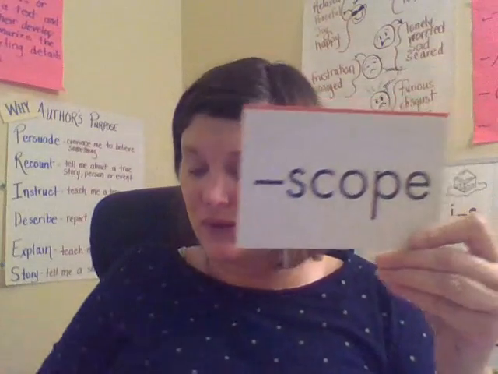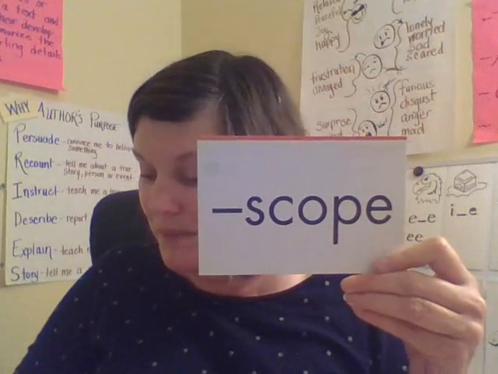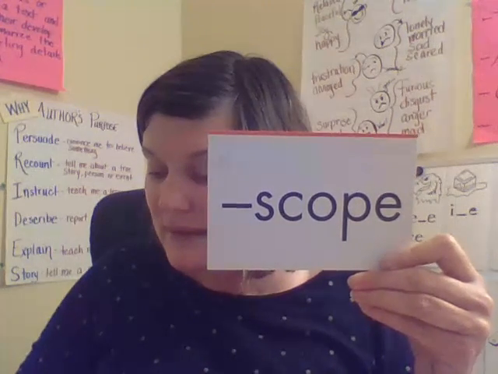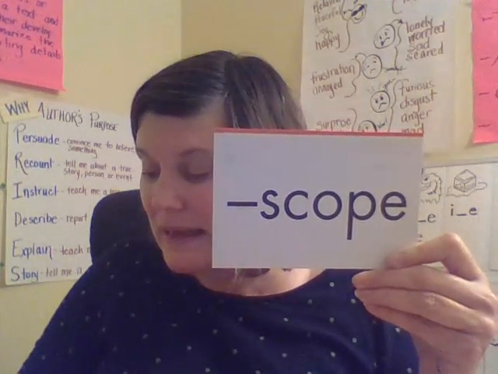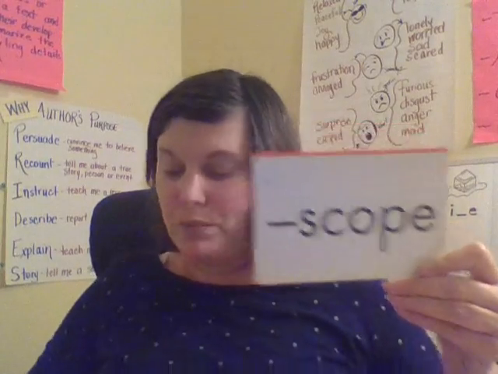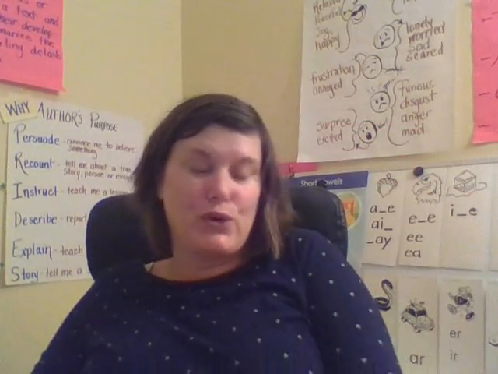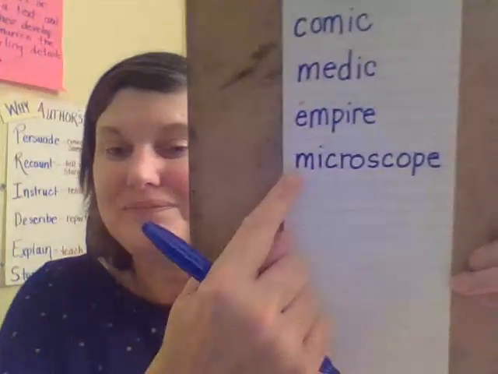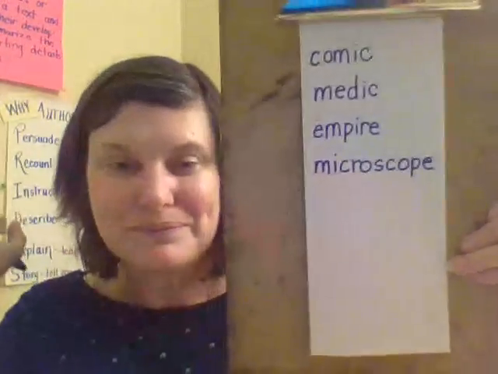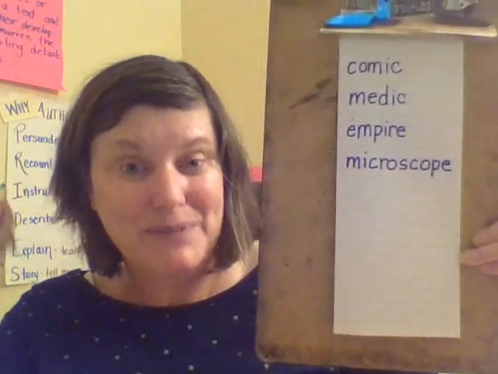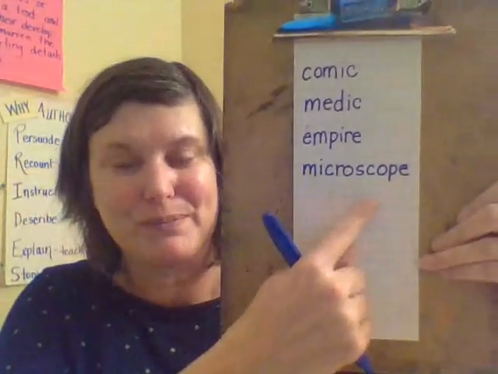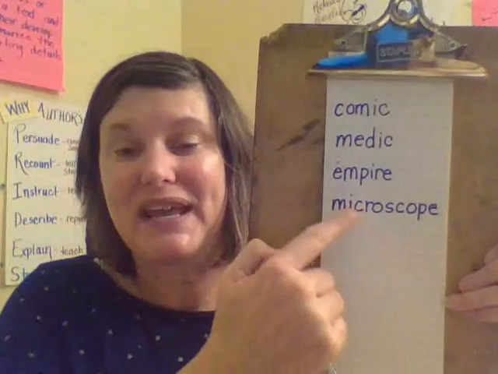Microscope. So let's go ahead and spell scope. S-C-O-P-E, scope. Microscope. Microscope. So do you see how learning our sight syllables is going to help us not only read, but also to spell and to understand?